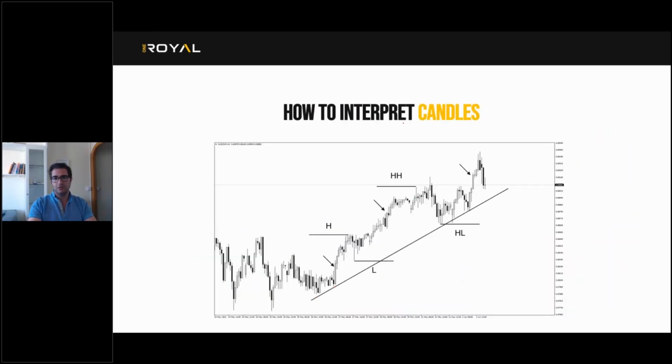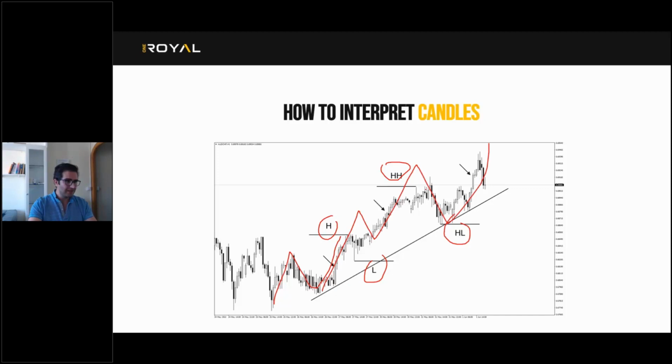Now, how to interpret the candles as a combination, or if you see a candlestick chart, how you come up with, let's say, a trading idea, or make an analysis based on just candlesticks. So by looking at this chart here, this tells us a lot of information. Since the market is moving to the upside, where we have higher highs and higher lows, this shows that the market is in a clear uptrend.